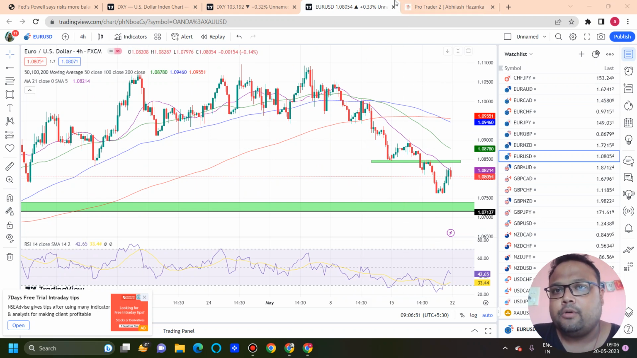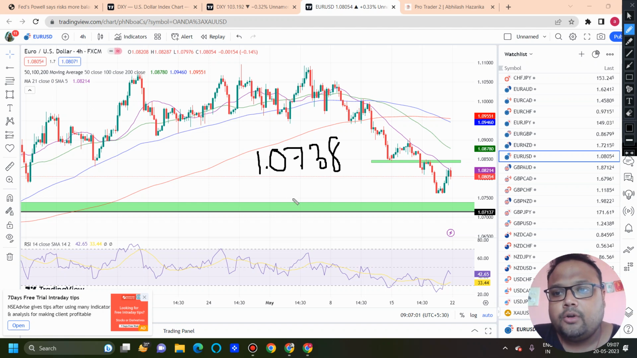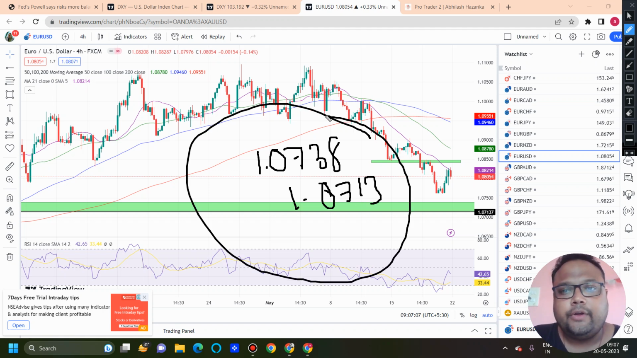Okay, market may take support around the next important support of 1.0738 to 1.0713. This is the next support zone on the chart of Euro USD. Usually in this type of market, the support levels do not work. But as the market sentiment is seeing, there's a high chance that this time support may work.